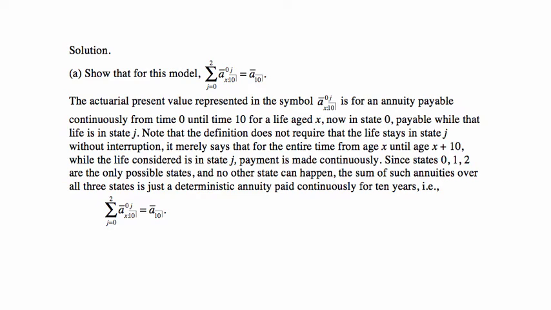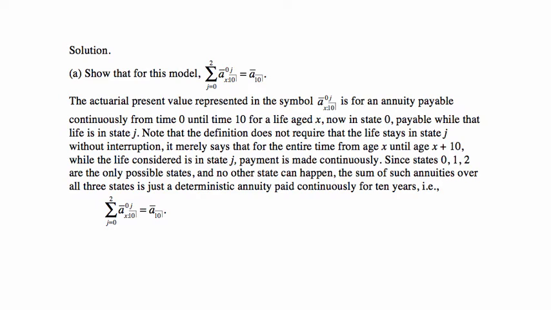It would be kind of strange if it did, because it starts in a different state, possibly, if 0 is different than j. It merely says that for the entire time from age x until age x plus 10, while the life considered is in state j, payment is made continuously. And it doesn't say it has to be without interruption either.